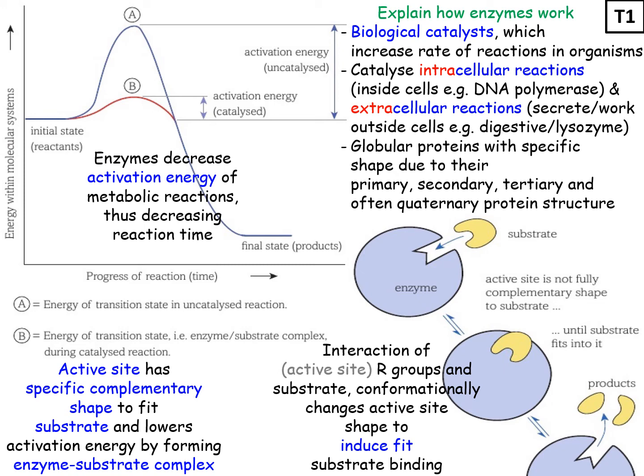So in the diagram, you could see that the active site doesn't necessarily have exactly the same complementary shape as the substrate, but when bonds form between them, the substrate then causes a change in the enzyme's active site's shape to induce fit the substrate binding onto the enzyme's active site, and that forms the enzyme substrate complex.